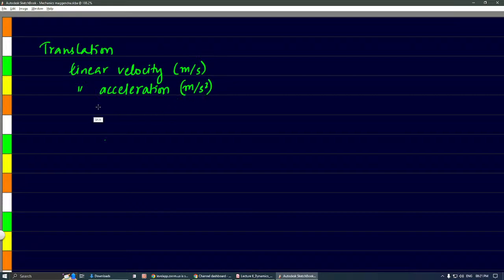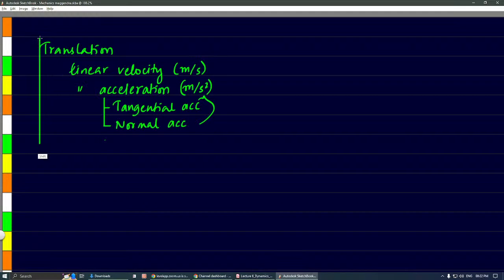Now in this acceleration, again there are two components, two types: tangential and normal. Both of them have the same unit, meter per second square. All this together we can call translation. All these are for translation.